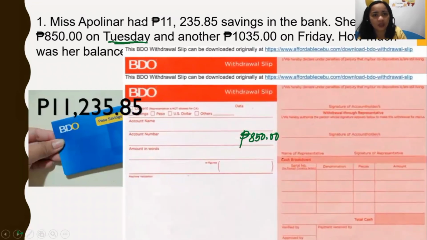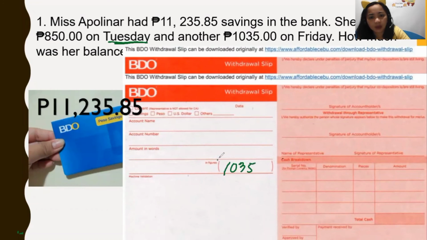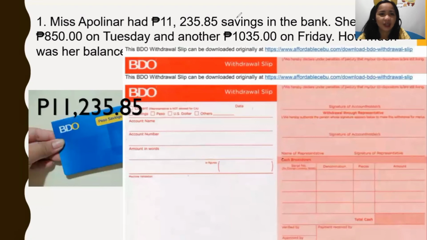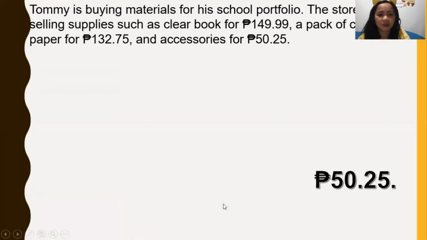Erase na natin yung 850. Nag-withdraw naman siya ng 1,035 pesos. Yan yung withdraw niya, bukod pa dun sa 850 pesos. Ito naman, withdraw niya nung Friday. The question is, how much was her balance on her savings? Magkano na lang yung natira dito sa pera niya? So that is problem number 1. Now let's proceed to problem number 2.